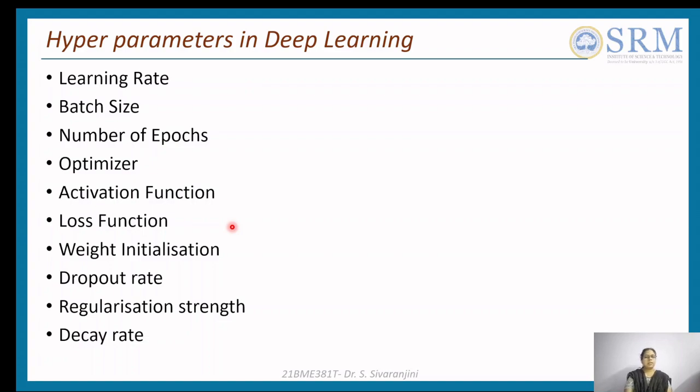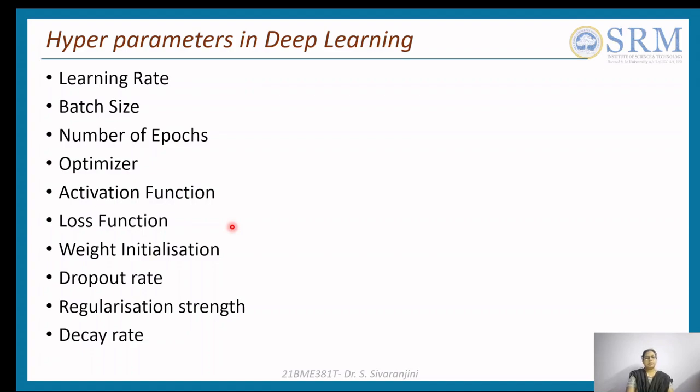The optimizer is the algorithm that determines how the weights are updated using the gradients. We have different optimizer methods called stochastic gradient descent, Adam, and RMSprop. We have different optimizers which we'll be covering in future lectures.